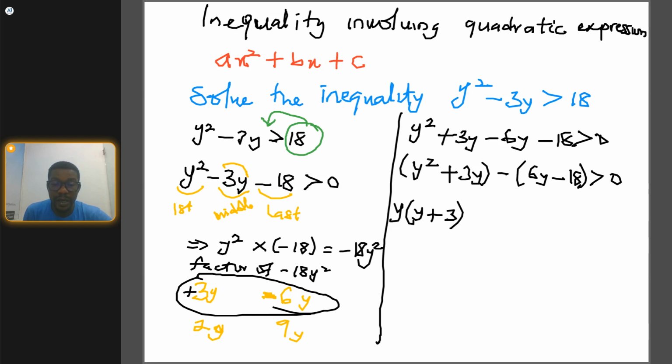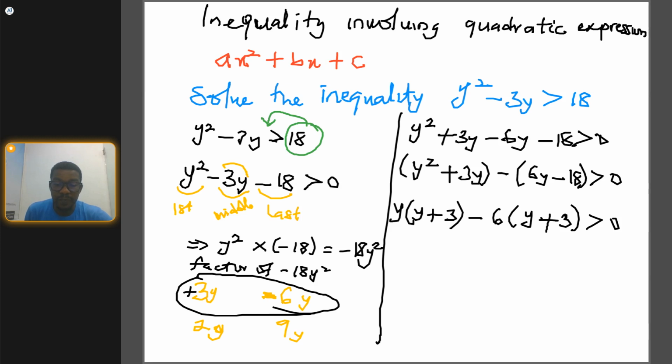So 6y and 18. What is the common factor between 6y and 18? I need your response. Okay, 6. So we have 6 in bracket y. Now it's going to be minus or plus. Of course, it's going to be plus inside the bracket. So plus 3 close bracket greater than 0. When you use the minus to open the bracket, you are going to get the same expression back again.